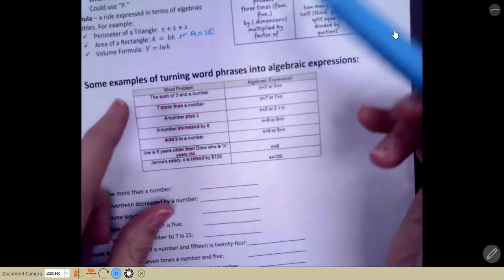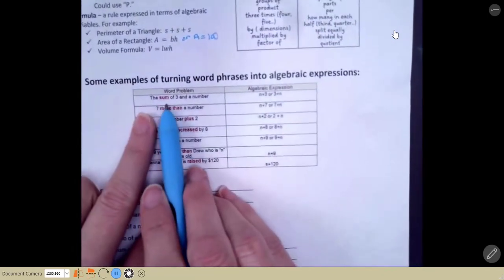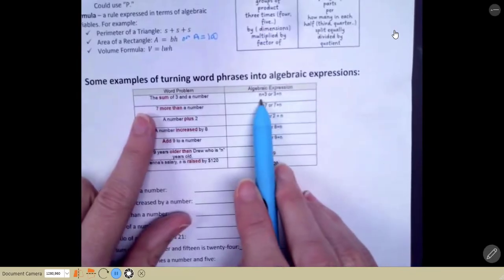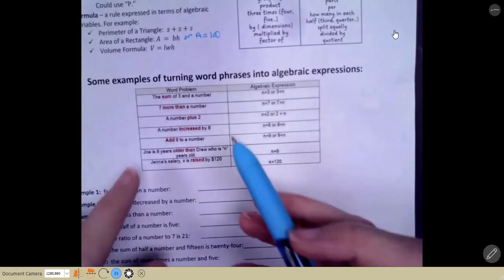And then here I have some examples. The sum of 3 and a number means that you're going to add those together. Now notice there's two different ways, because we learned in one of our last sets of notes that there's a commutative property of addition and multiplication, meaning it doesn't matter the order when you add or multiply because you'll still get the same answer. But it does matter the order of subtraction and division. That's why you have to be very careful to pay attention to the wording.